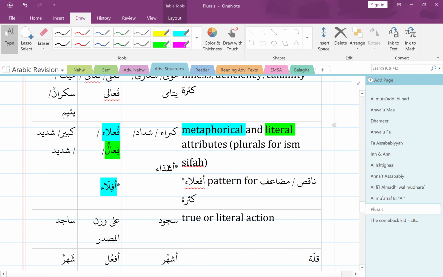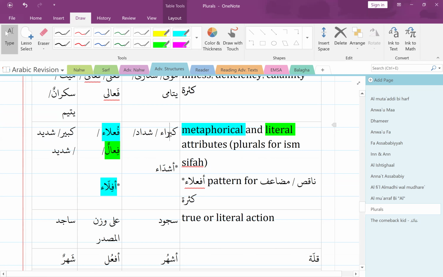Now, I was trying to look at the difference because somebody asked a question. So if you have shidadun as a plural, like kibarun, and you also have ashidda'u, what's the difference then? What's the difference between kubara'u and kibar? Because you can have kubara and you can have kibar.